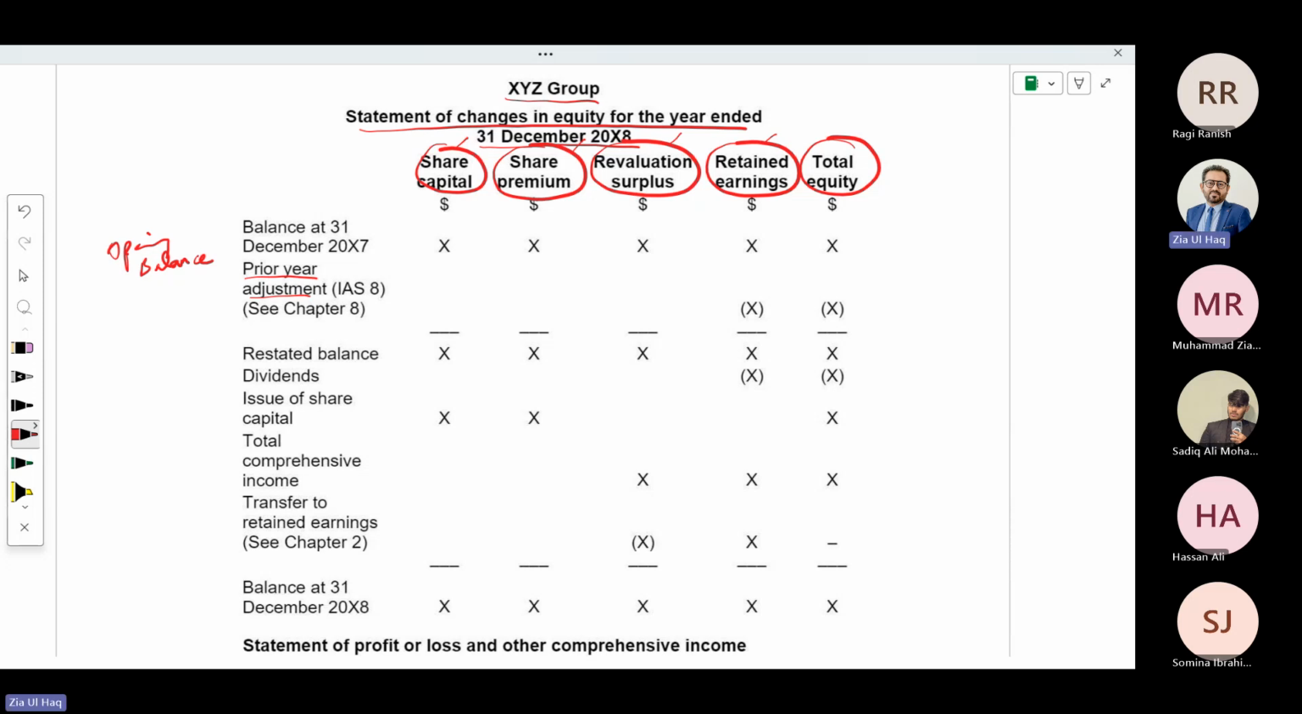Then, if the company has issued any shares during the year, that will be recorded under share capital. And if there is any premium on share issue, that will be recorded under the share premium account. Comprehensive income means if there is any revaluation during the year. So revaluation gain or loss that we normally record in other comprehensive income, we will record in the statement of changes in equity, under revaluation surplus.